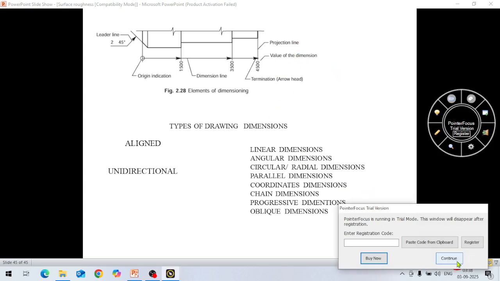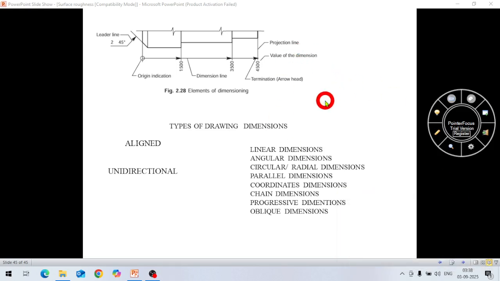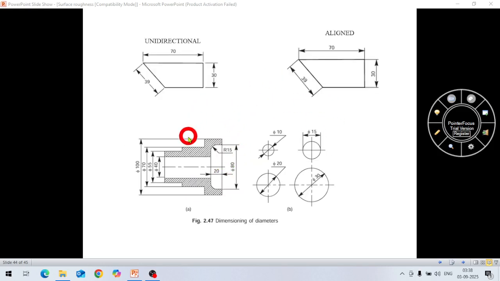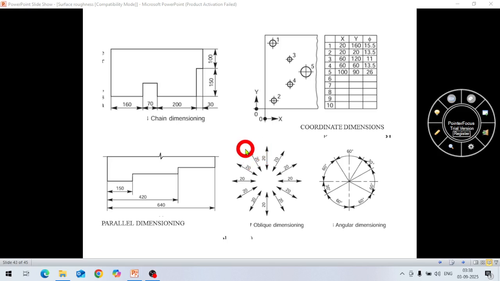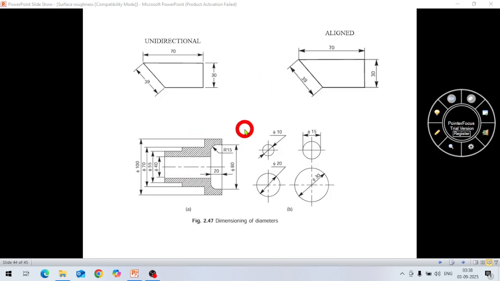So I think all the things are clear to you now. So this way you can give all the dimensions. So these are all diameter dimension, parallel dimension, oblique dimension, angular dimension, coordinate dimension, chain dimension. All types of dimensions are clear to you, I think.